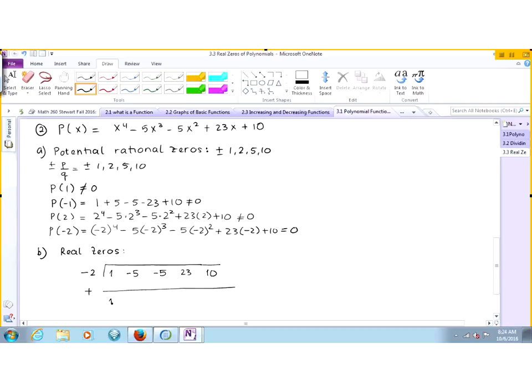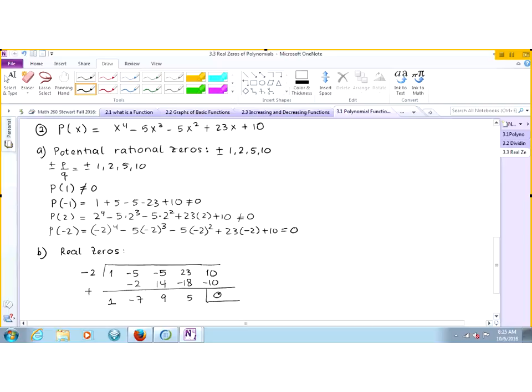Okay. So bring down the 1. 1 times negative 2, negative 2. So negative 7. 14. 9. Negative 18. 5. Negative 10. 0. Okay? All right. Good.